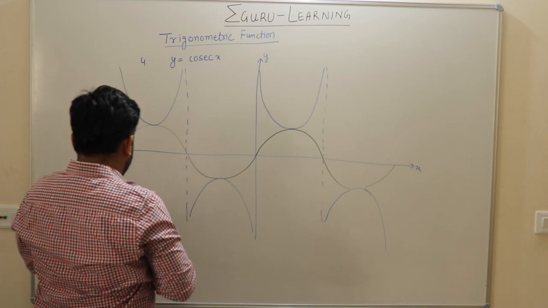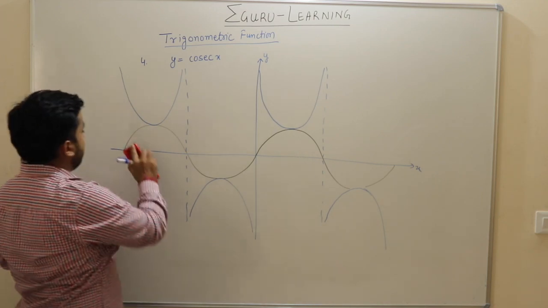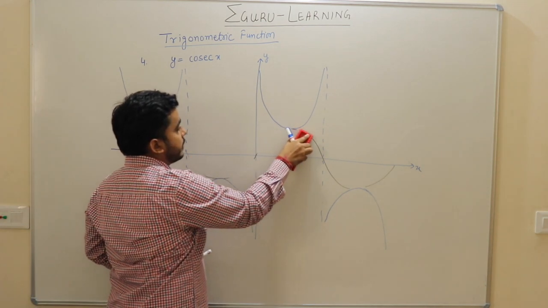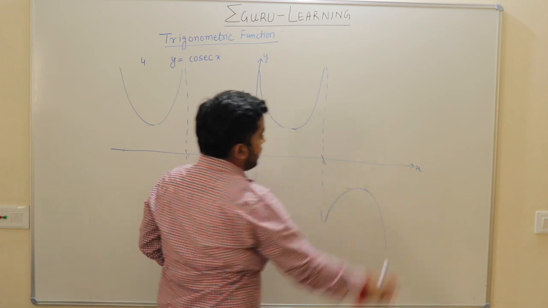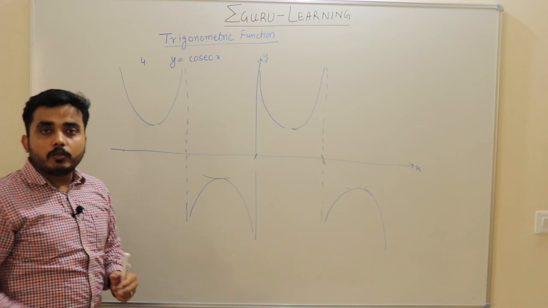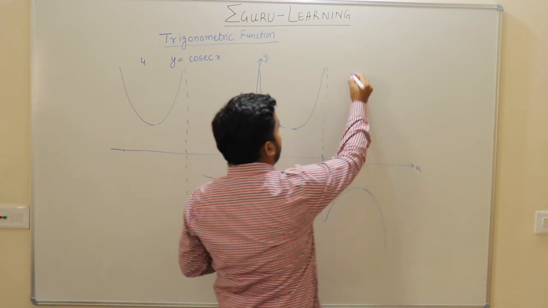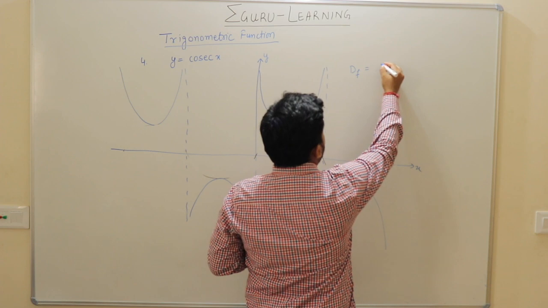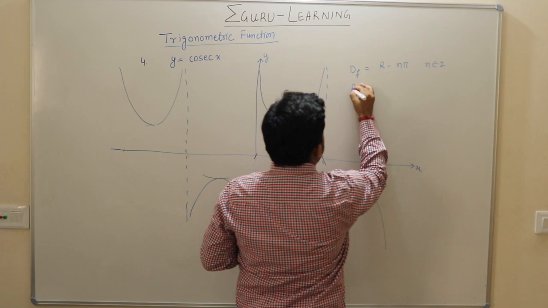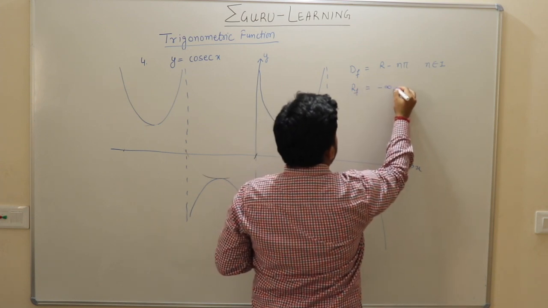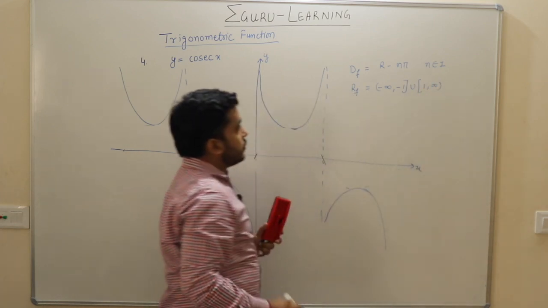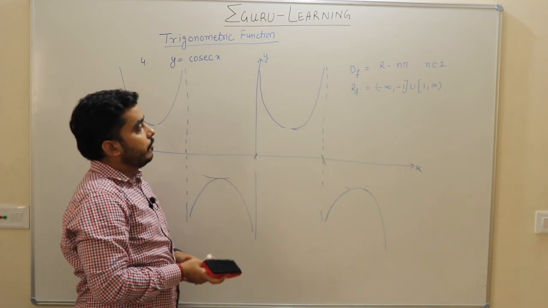Okay, now we will delete the graph in black, that is the graph of sin x. The graph that you are seeing on the board is the graph of y equals cosecant x. Talking about the domain of this function, the domain is R minus n pi, where n belongs to the integers, and the range of the function is minus infinity to minus 1 union 1 to infinity. So this is about the range of the function.